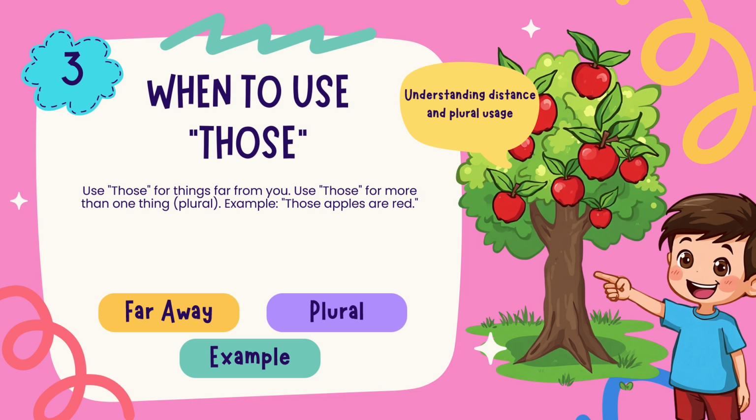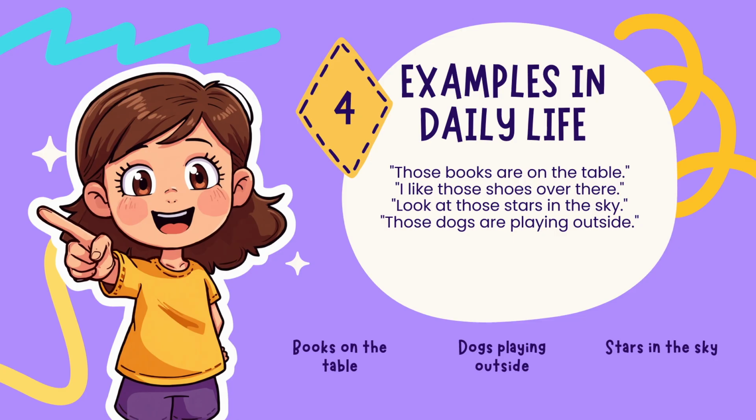Remember, those is always plural. For example, those apples are red. See? More than one apple, far away. Let's see some daily examples. Those books are on the table. I like those shoes over there. Look at those stars in the sky. Those dogs are playing outside.